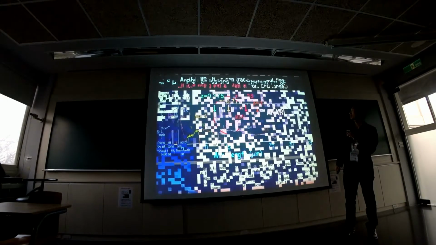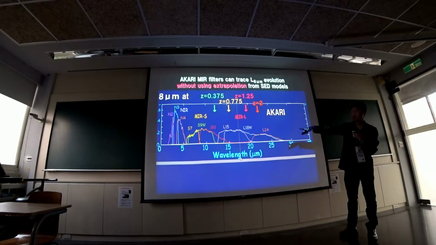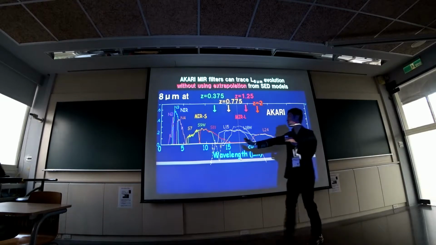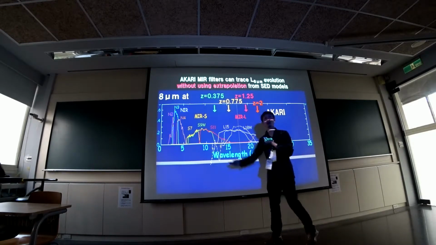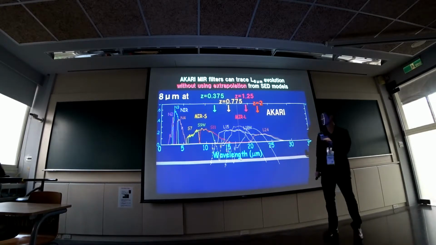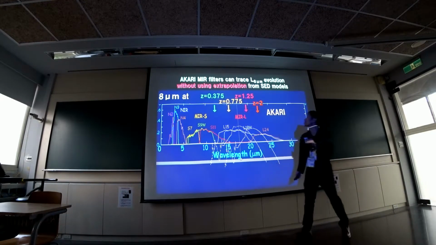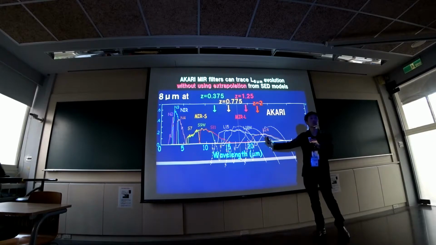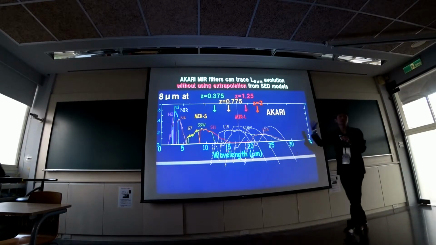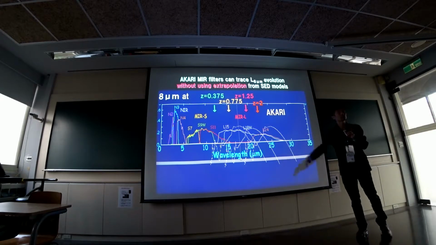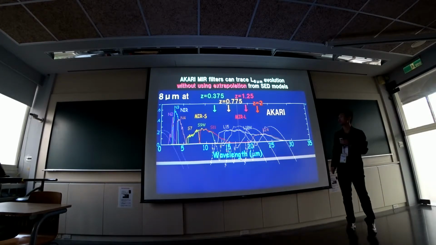That's good. So then, because of the continuous filter coverage, whatever redshift your 8 micron feature is at, one of the filters directly covers the 8 micron feature. So if galaxies are at redshift 1, it's just the 15 micron filter. If redshift 2, it's the 24 micron filter. So that's very nice. This is very different from Spitzer, where you have to extrapolate from 8 micron and 24 micron.